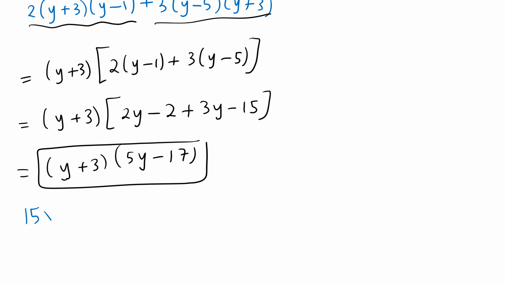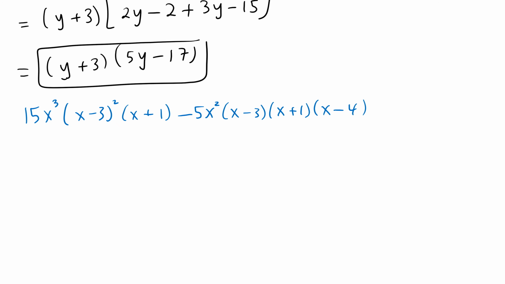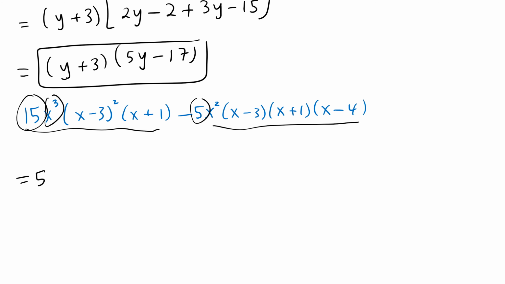Another example similar to this, let's say 15x cubed times x minus 3 squared times x plus 1, minus 5x squared times x minus 3, x plus 1, and x minus 4. So we got two terms. Terms are always separated with a plus or minus sign. So this is one term, this is one term. What is common? The 15 and the 5, the greatest common factor is 5. x cubed and x squared, the common factor is x squared.